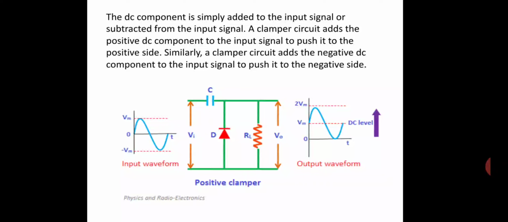If we want to increase the positive portion, the DC component is added to the positive cycle, and if we want to add the DC level in the negative direction, the DC level is added with the negative cycle. But the circuits are different for both. The positive clamper and negative clamper circuits are different. We will discuss them in detail.